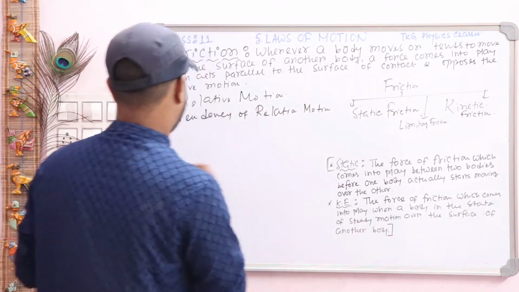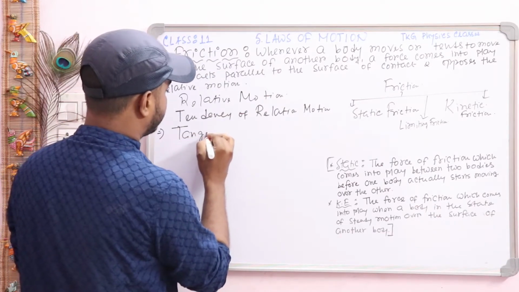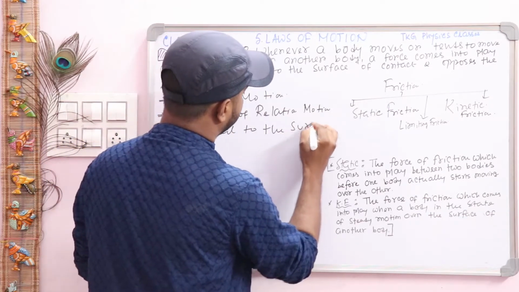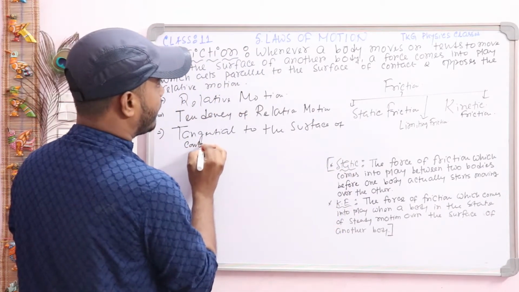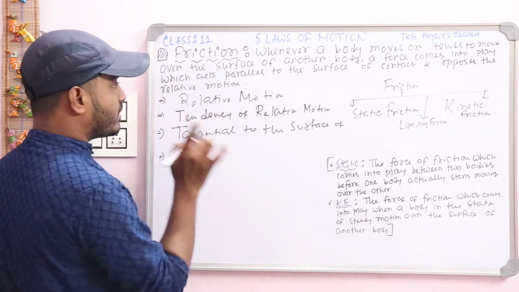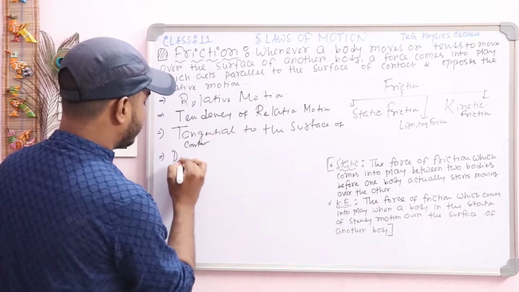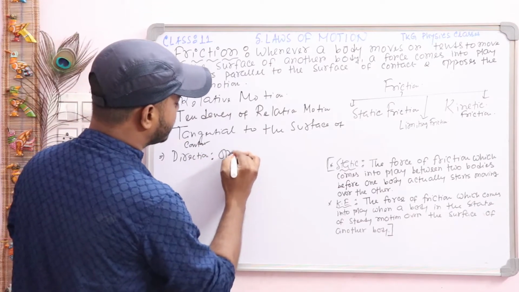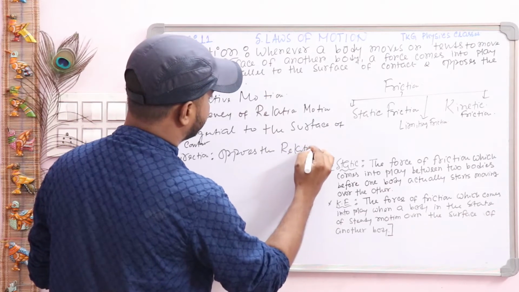So write it as third condition, that is which acts tangential to the surface of contact and which opposes the relative motion. Always you say it opposes relative motion, not motion. So its direction, the direction of frictional force, is that it opposes the relative motion.